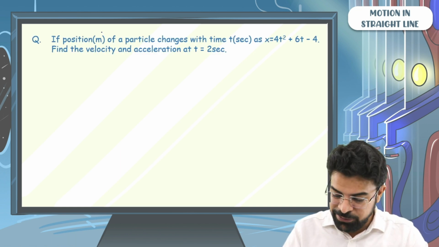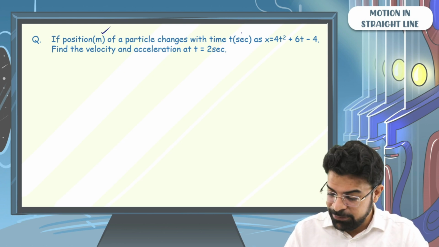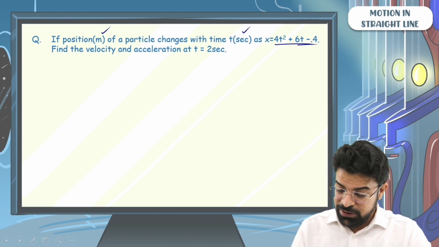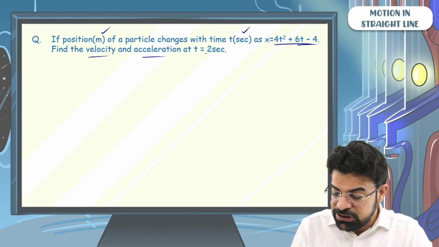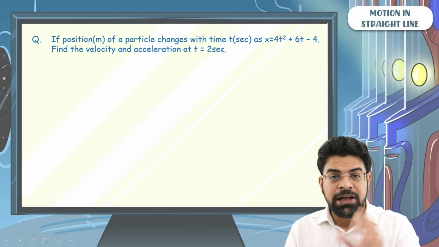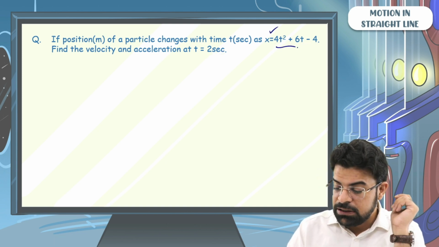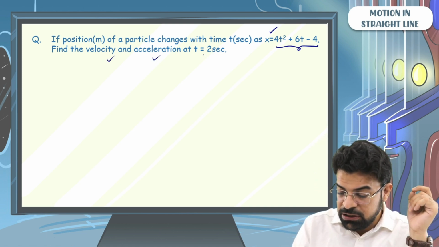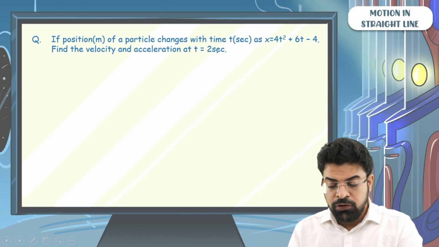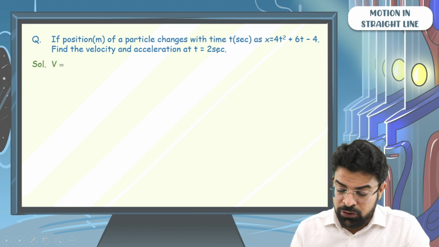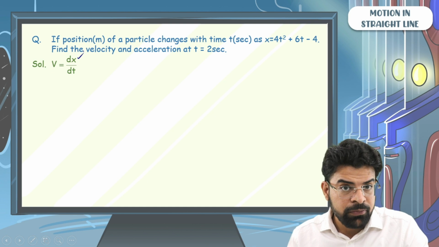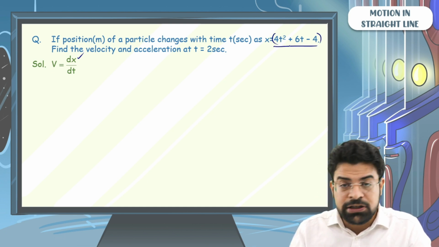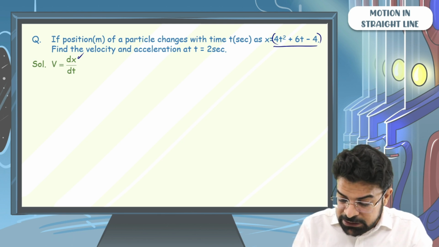If the position in meters of a particle changes with time in seconds as x equals 4t square plus 6t minus 4, find the velocity and acceleration at time equals 2 seconds. So they have given me the position as a function of time and they are asking me velocity and acceleration at time equals 2 seconds. From the basic definition of velocity, we know that velocity equals dx by dt. And they have told me how x changes with time, x equals 4t square plus 6t minus 4. So in place of x, substitute this.